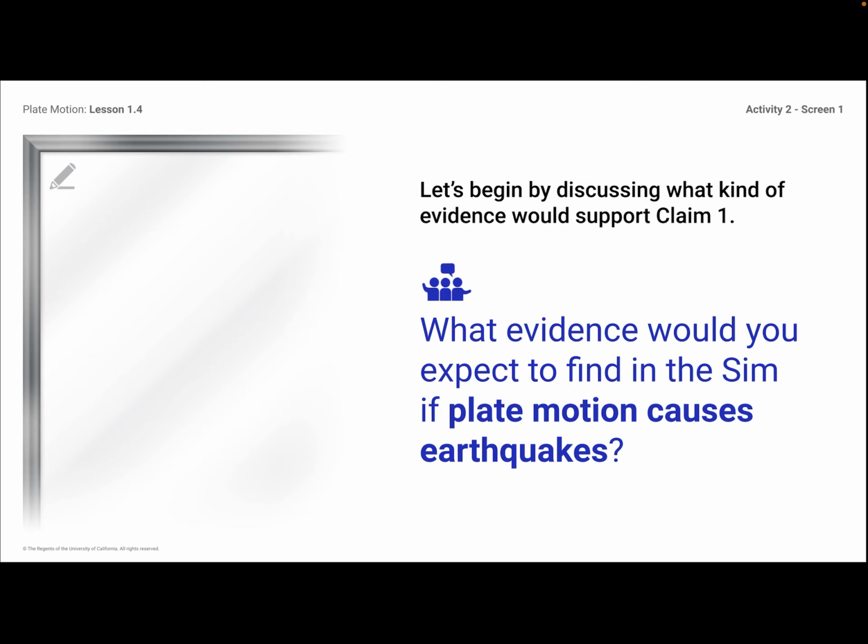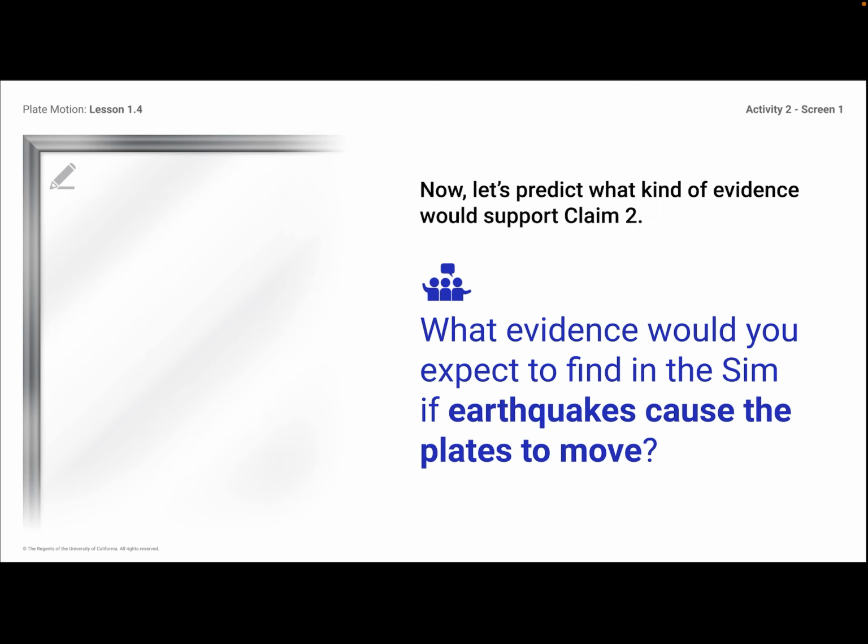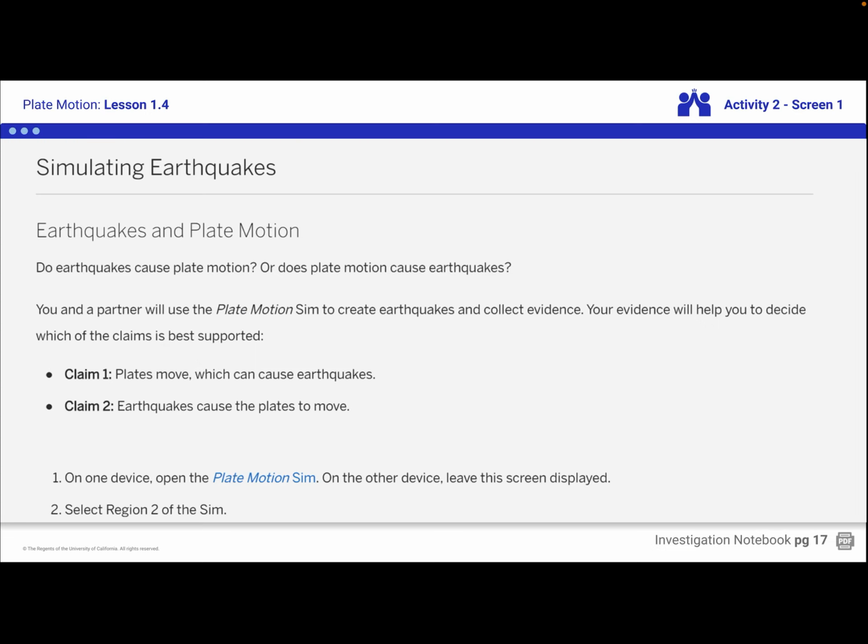Well, if we think that plate motion causes earthquakes, if we see that evidence that the plate is moving and then there's earthquakes, then we know claim number 1 is supported. Claim number 2, we would expect to see the earthquake first. So the little black dots need to show up, and then the plates will move. And so let's go ahead and run that simulation.